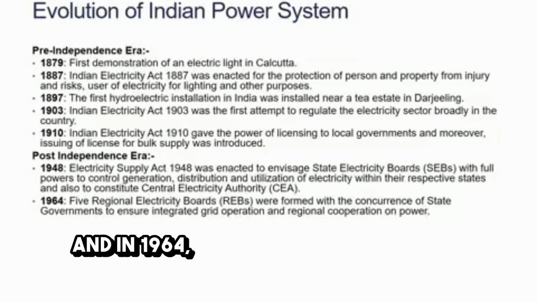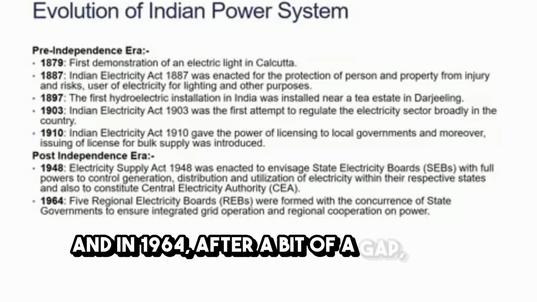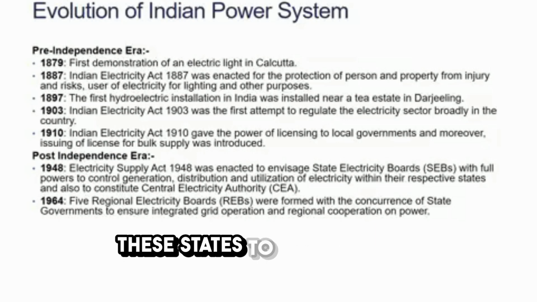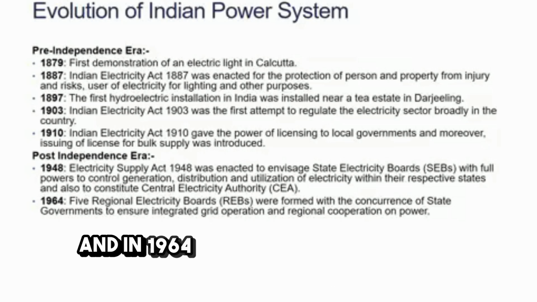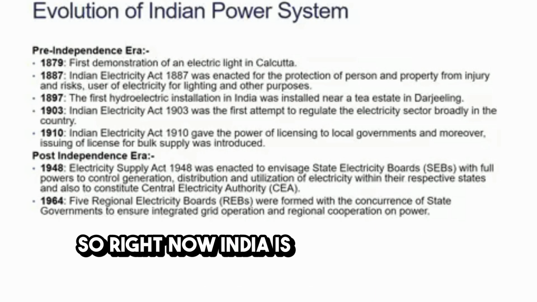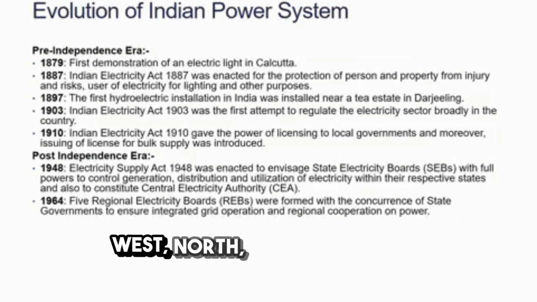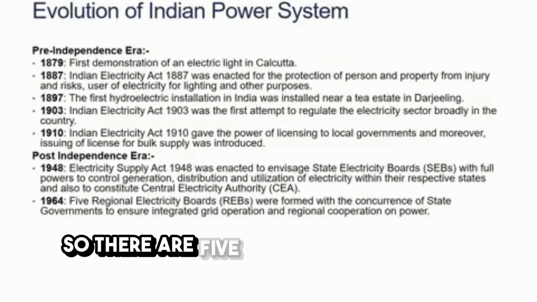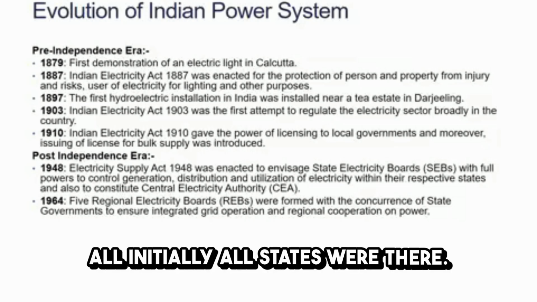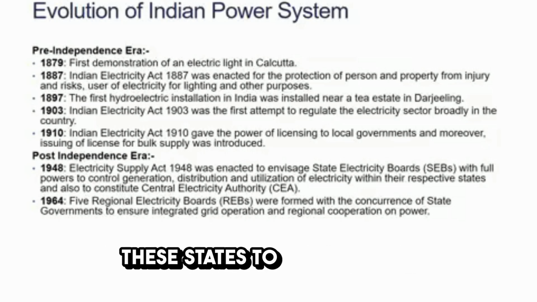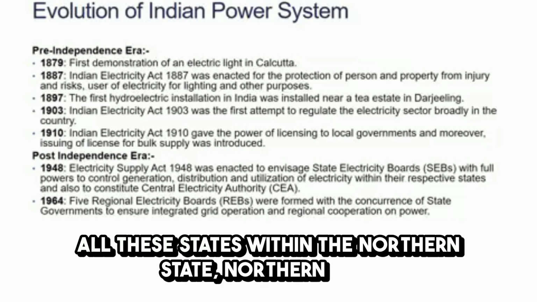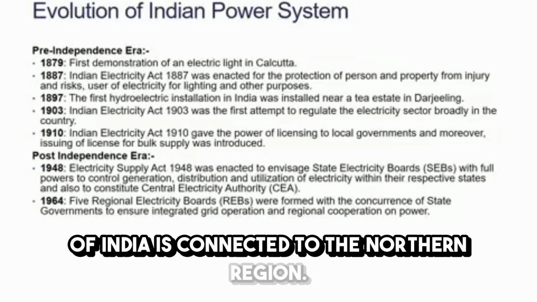And in 1964, after a bit of a gap, they gave some time for all these states to develop their infrastructure. And in 1964, they developed regional electricity boards. So right now India is divided into five regions: east, west, north, south, and northeast. So basically, what they did, initially all states were there, and then they connected all these states into five regions.